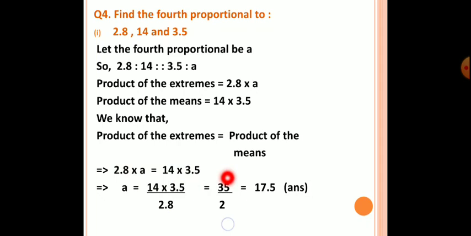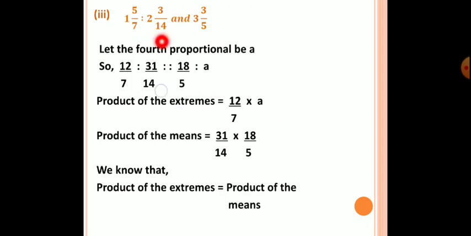Now we can convert it into mixed fraction form, or we can convert it as a decimal. So that is equal to 17.5. Next, part 3. 1 5 by 7 is to 2 3 by 14, comma, and 3 3 by 5. Let the fourth proportional be A.